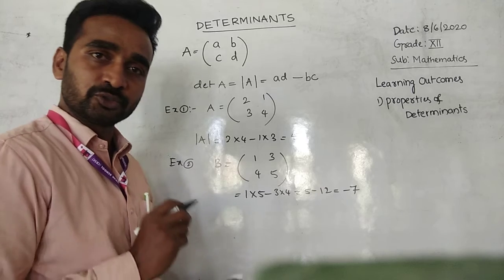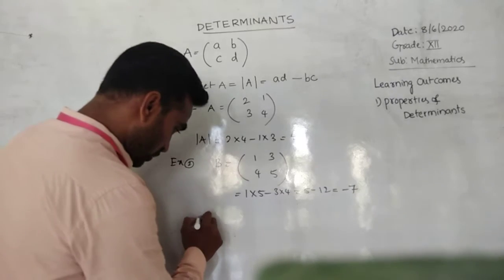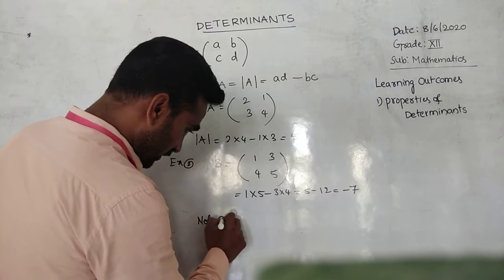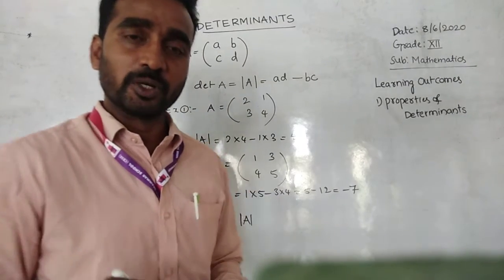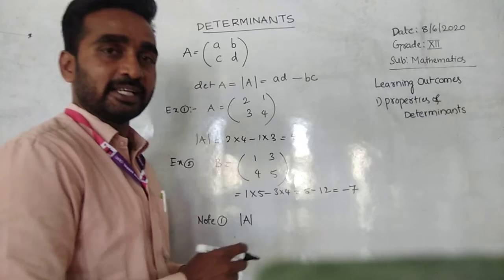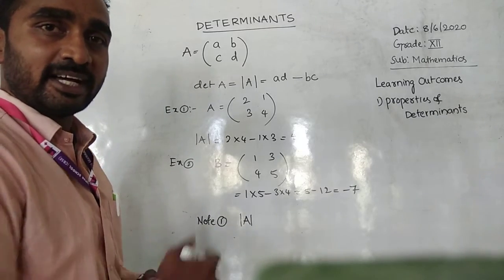So here 2 points you should remember. The first point is note 1. Here the determinant of A is denoted by A between two vertical lines. This is not modulus of A, and is read as the determinant of A or det A.